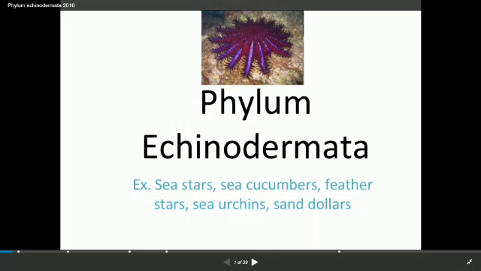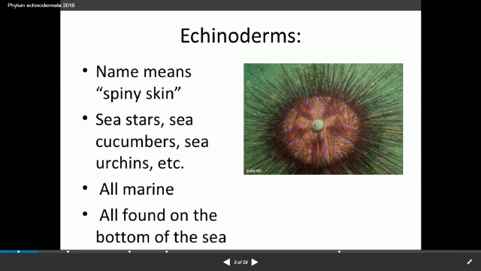In today's lesson we will talk about the phylum Echinodermata. The phylum Echinodermata includes well-known examples such as sea stars, sea cucumbers, feather stars, sea urchins, and sand dollars. The name of the phylum has been derived from two Greek words. Echinos means spine and derm means skin.